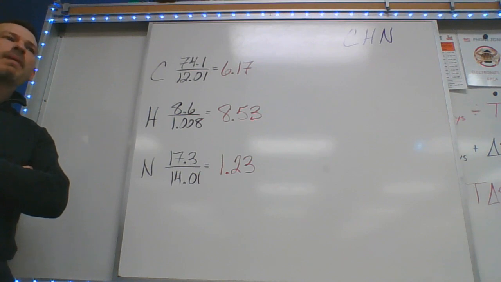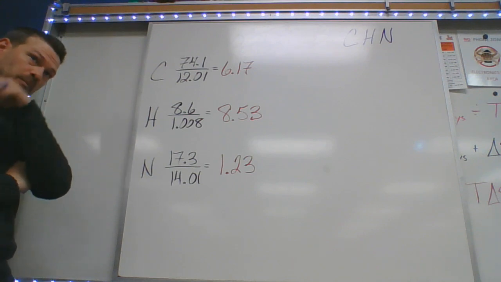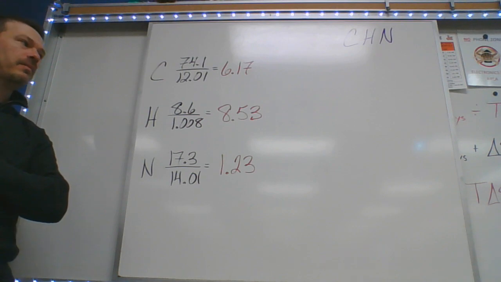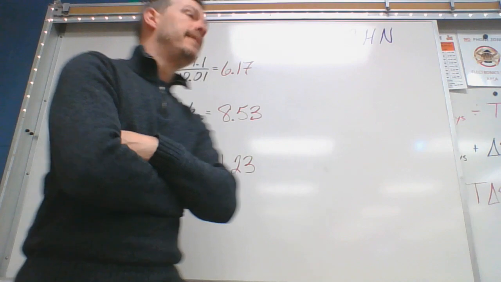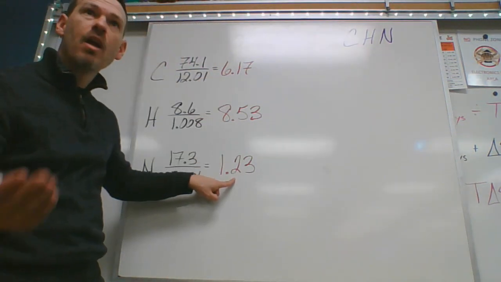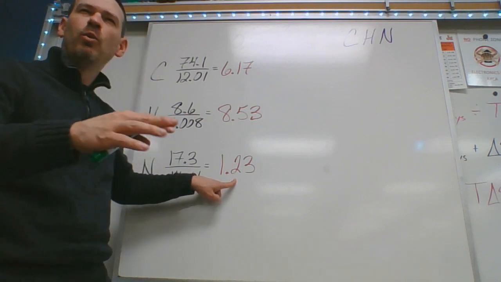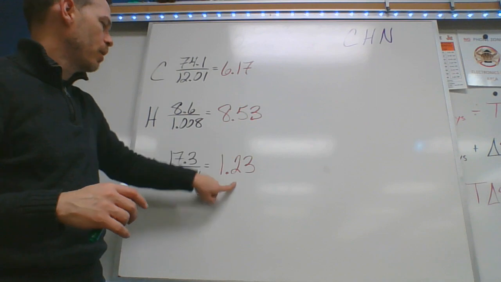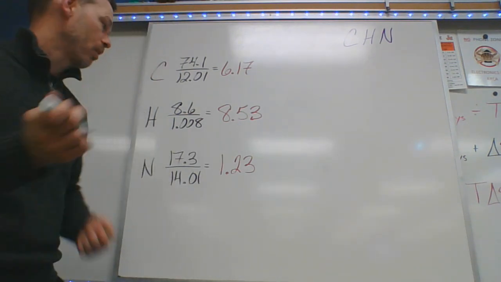See if you're cool with my red numbers. Cool, we've done step one. Step two, reading, says, divide each of the answers of step one, which are the red numbers, by the smallest of those numbers. A little weird, but the smallest number I got there was 1.23. It says divide all of them by that number.